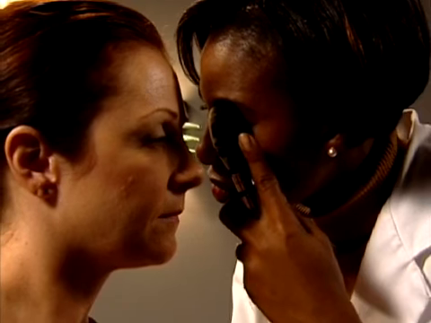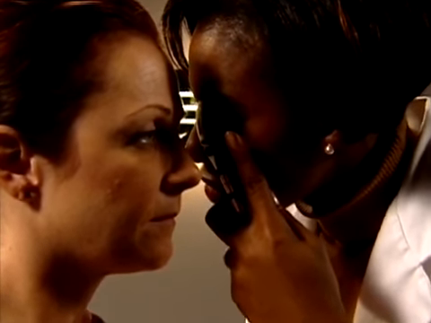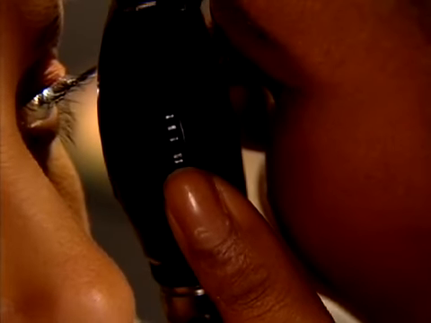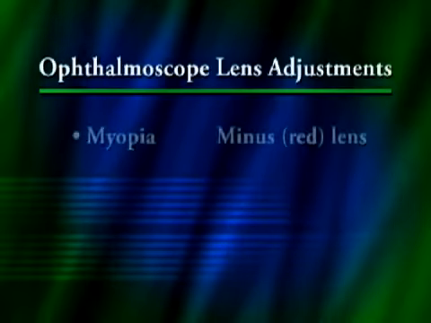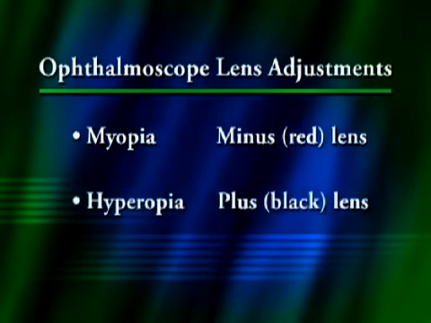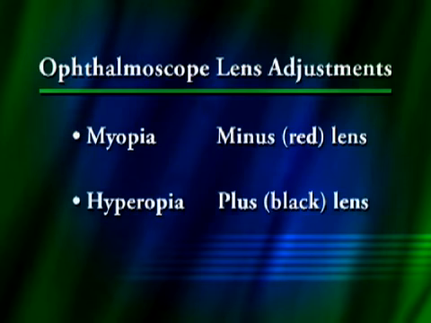Now I'm going to come closer to your eye. Keep looking straight ahead. Then approach the eye slowly, adjusting the ophthalmoscope lens with your index finger to focus on the details of the fundus or retina. If the patient is myopic or nearsighted, expect to use a minus or red lens. If she is hyperopic or farsighted, plan to use a plus or black lens.